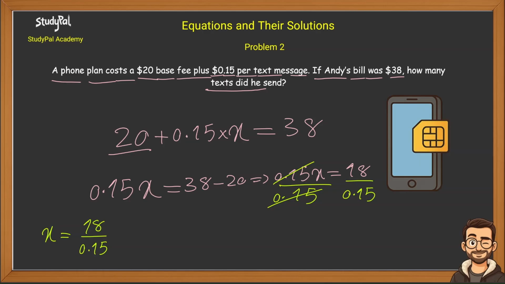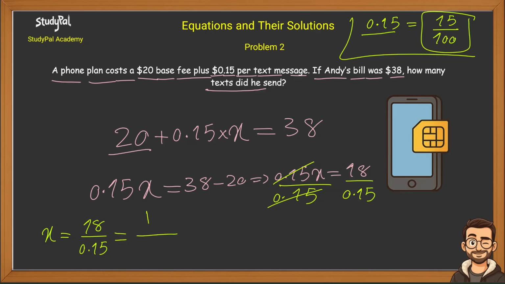So let's see. Look here. What does 0.15 mean? It means 15 over 100. Now, instead of 0.15, let's write this equivalent expression on the denominator of this fraction. Okay, we get 18 here, and instead of that, I will write 15 over 100.